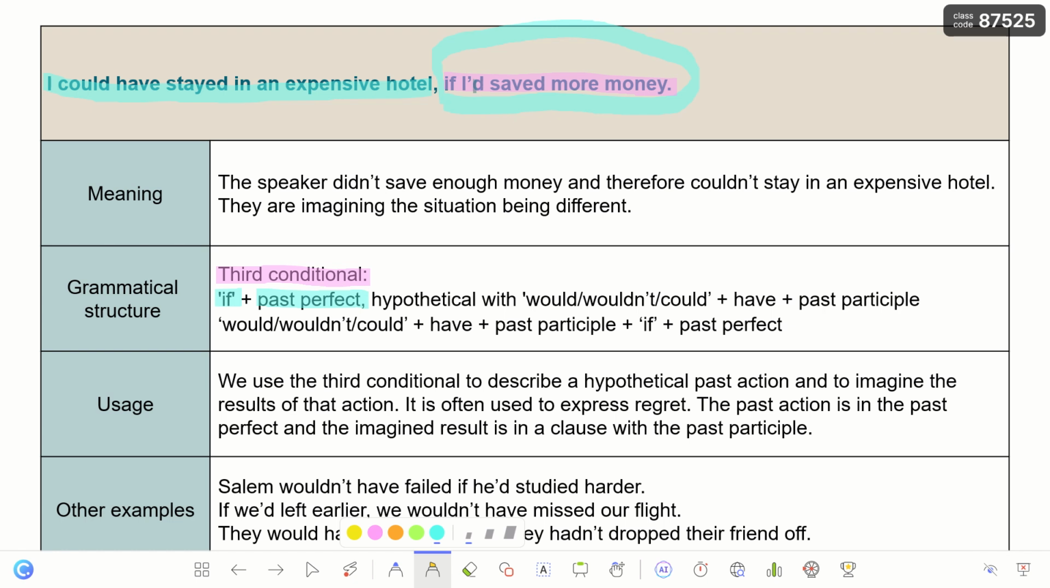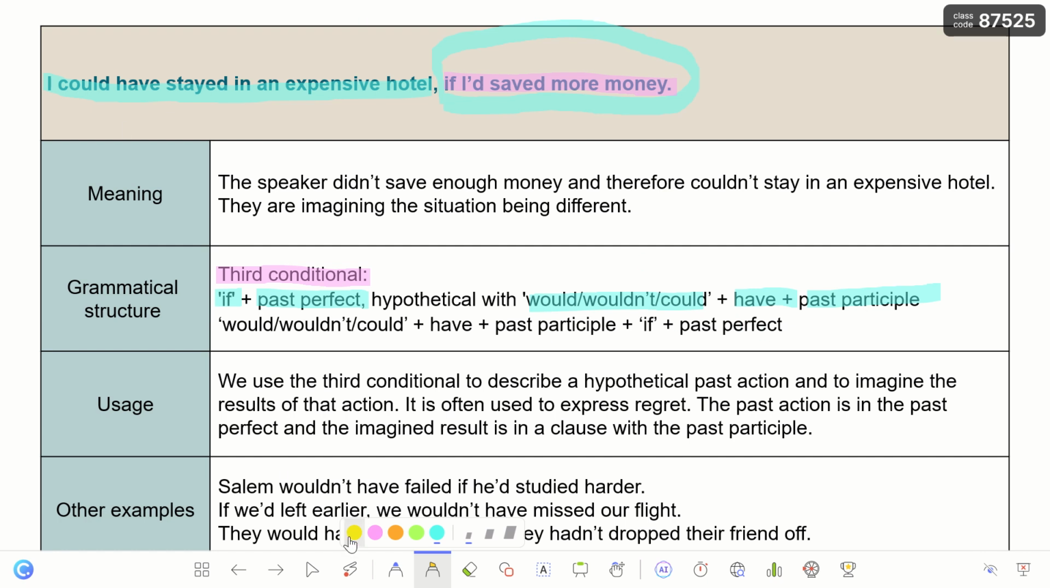Where's the past perfect here? I had saved. This is a hypothetical, unreal, imaginary situation in the past. What comes next? Could or would have, then past participle. This is the rule for hypothetical, imaginary, unreal situations in the past. Would, wouldn't, could, have, plus past participle, or if past perfect.